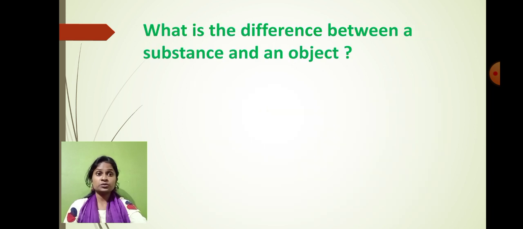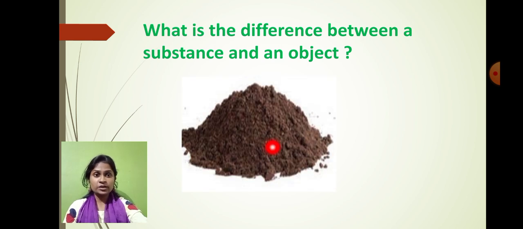Okay, so students, my question is, what is the difference between a substance and an object? Now I gave you the example of the earthen pot and the soil. Can you tell me, out of soil and the earthen pot, which one is the substance and which one is the object? Will soil come under the substance category or the object category? And what about the earthen pot?